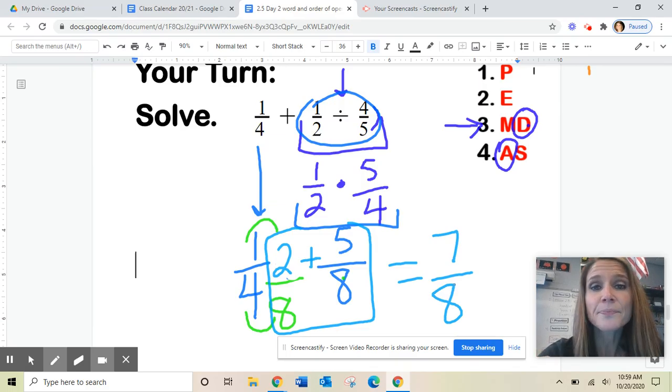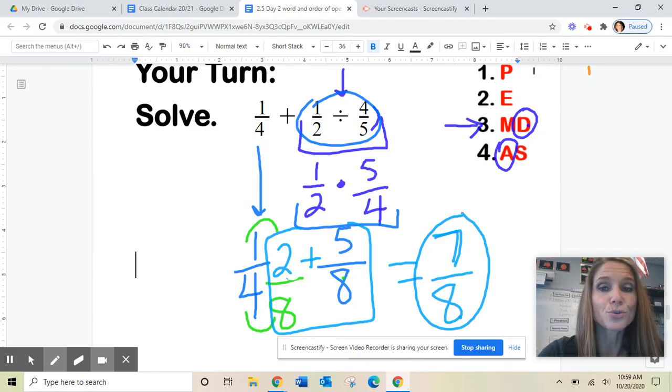Can it be simpler? Well, it's not improper because the top numerator is smaller than the bottom denominator, and 7 and 8 have no factors in common. So 7/8 it is. How'd you do? When working through order of operations, did you choose the operation correctly to solve first? Did you remember to use a reciprocal since it was division? Before you added, did you get a common denominator? Did you add correctly? And did you know that your answer was already simplified?